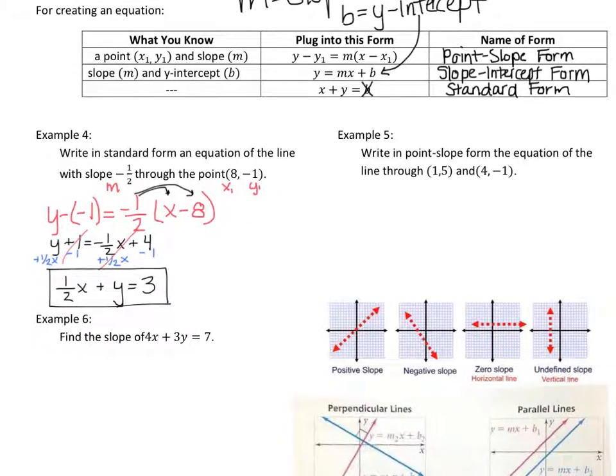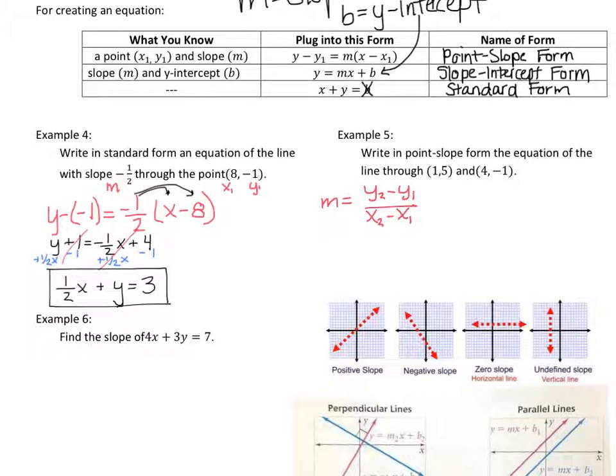Okay, the next one, example 5, over to the right. Write in point slope form. Okay, so we're going to end up with what we started with that time. An equation of the line through 2 points. Okay, we said in order to get point slope form, we need a point. Okay, we have a point, right? It actually gave us 2. And then we need slope. How can we use 2 points to figure out slope? Yeah, so m equals y2 minus y1 over x2 minus x1.